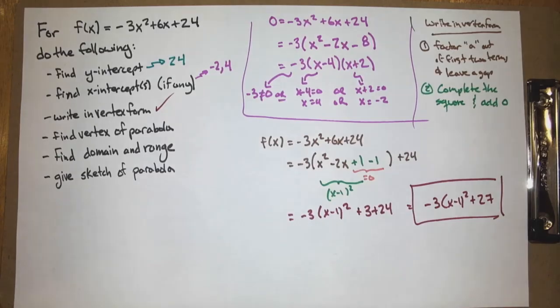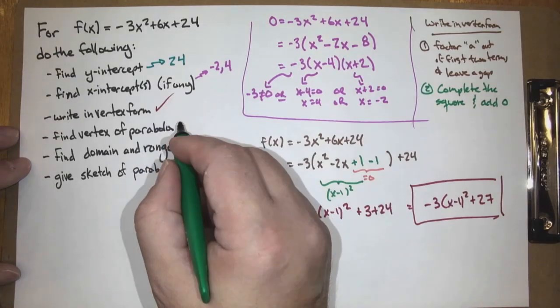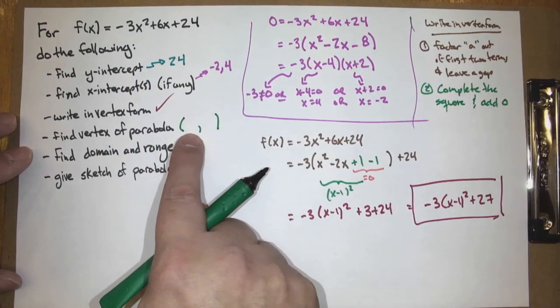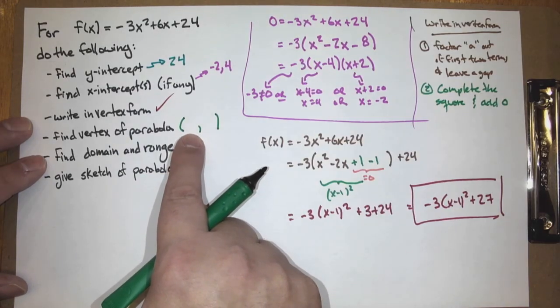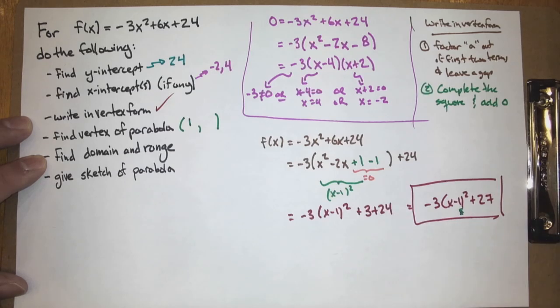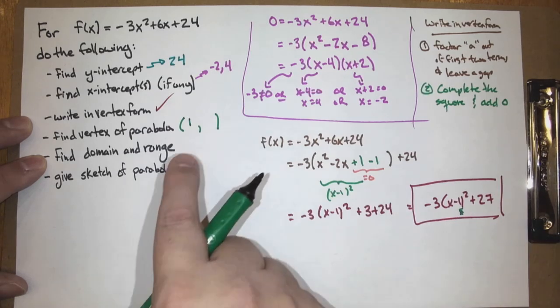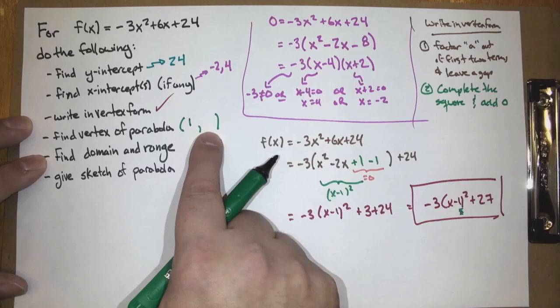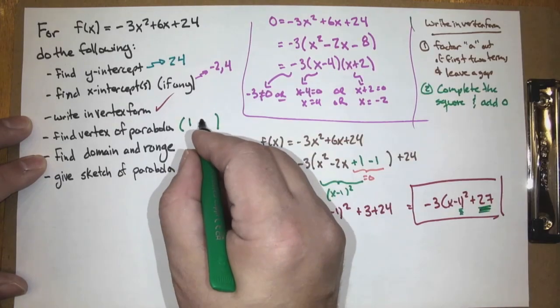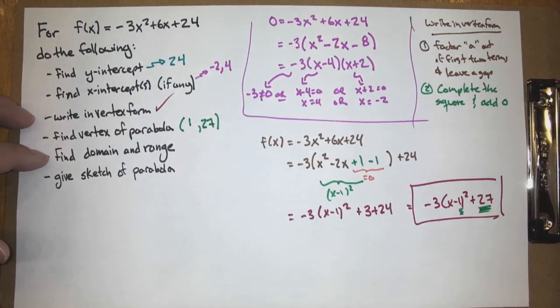From vertex form, we can read off the vertex of the parabola. Where is our vertex? It's a point, so something comma something. The x coordinate is 1. It's this piece. x minus what? What's the y coordinate? 27. So what's being added on the end? So 1 comma 27. Yes?